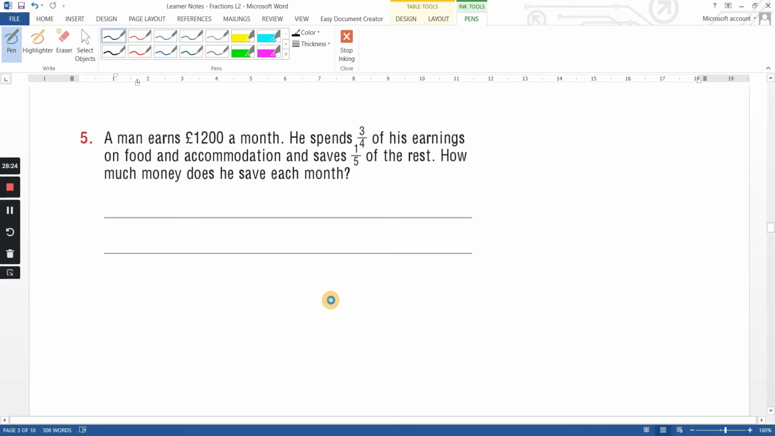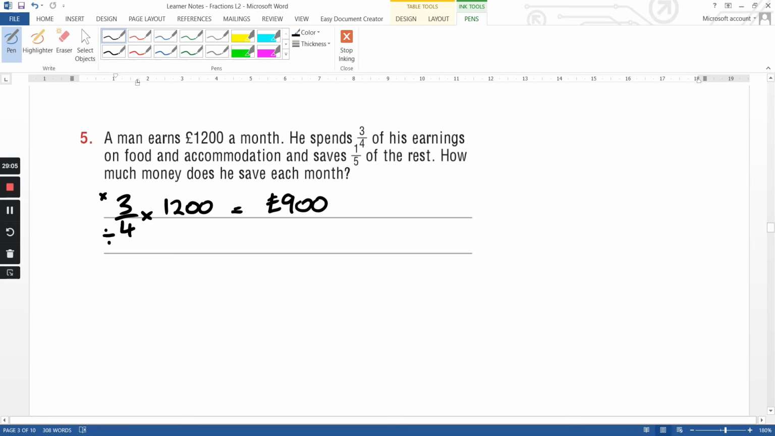Question 5. A man earns £1,200 a month. He spends 3/4 of his earnings on food and accommodation, and he saves 1/5 of the rest. How much money does he save each month? Right, okay, so let's work out 3/4 of 1,200. So again, I'm going to divide by 4, multiply by 3. I think I could do that in my head. If I divide this by 4, I'll get 300. 300 times 3 is 900. So that's £900.